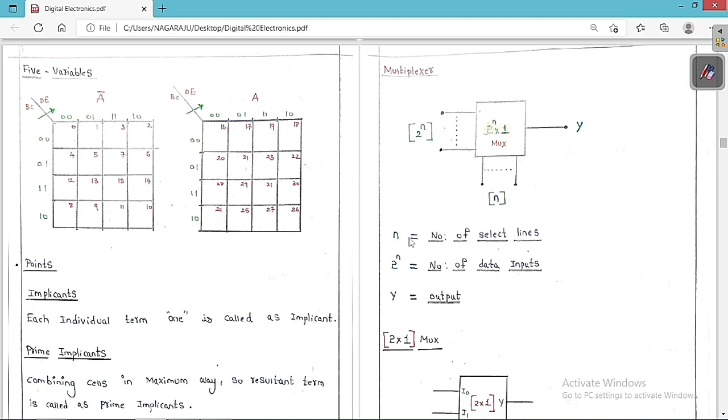So we can say simply, n is called the number of select lines or control lines, 2^n is called the number of input lines or data inputs, and Y is called the output. So we have n control lines, 2^n data inputs, and only one output, which is Y. This is a very important expression that you always have to keep in your mind.